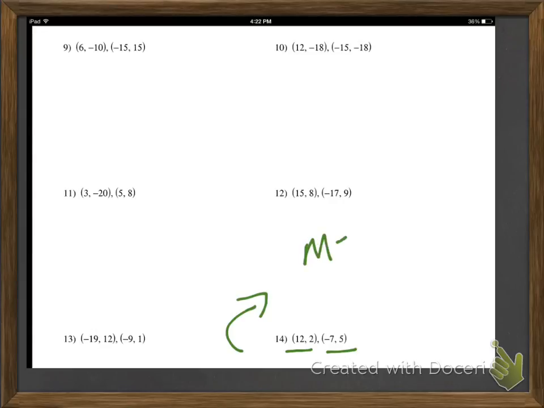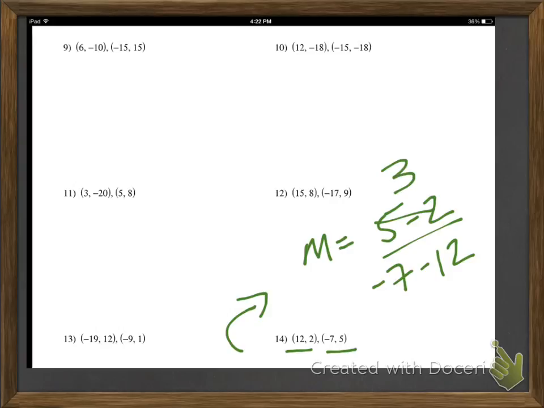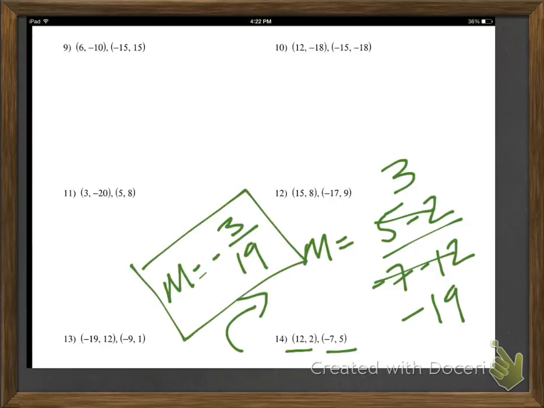So if you remember, m is equal to the back y, 5, minus the front y, 2, over the back x, -7, minus the front x, 12. And all we have to do is just put those together and not screw up. So we have 5 minus 2 is 3. And -7 minus 12, that's 19, -19. Well, I'm getting the slope is equal to -3/19. Ew.